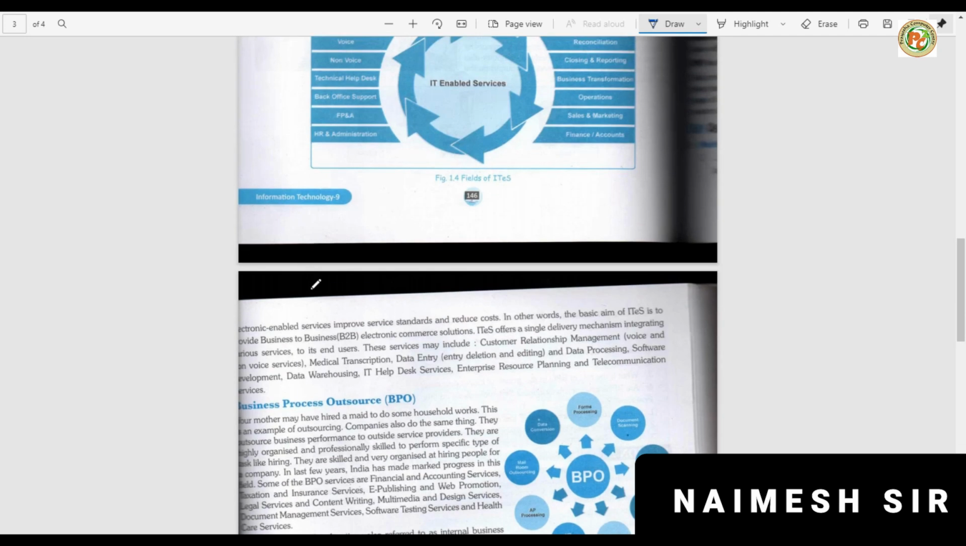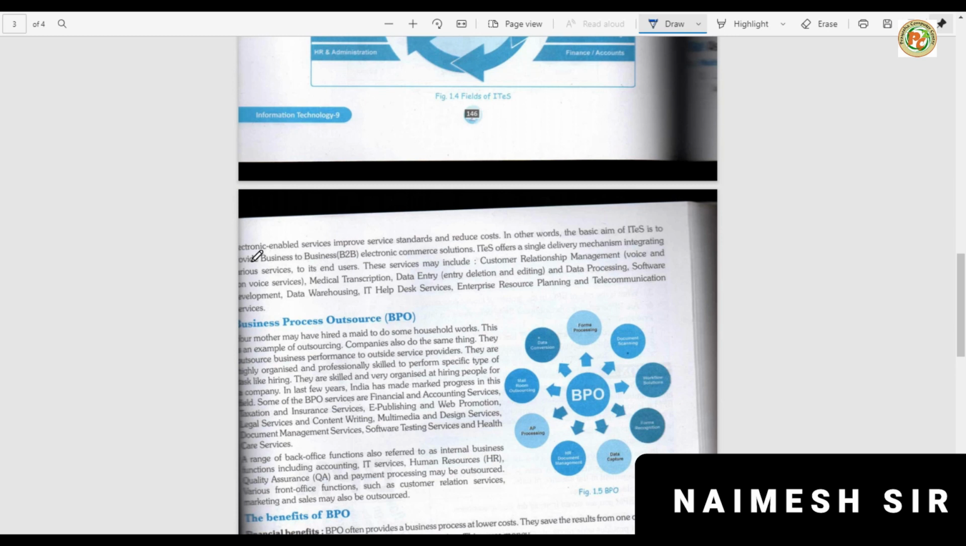Now we are going to talk about business to business, meaning one business can send to another business in electronic format. ITeS offers a single delivery mechanism, called single delivery mechanism integration, for its users. These services may include customer relationship management (CRM), voice services, medical transcription, data entry like typing work, and data processing, then software development, data warehousing, help desk services, enterprise resource planning, and telecommunication services.